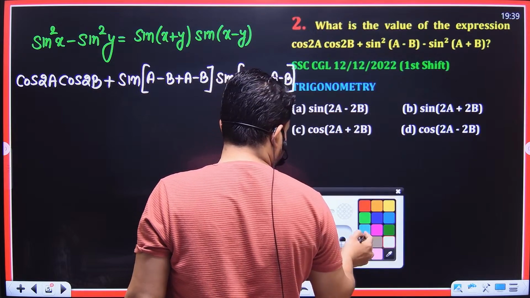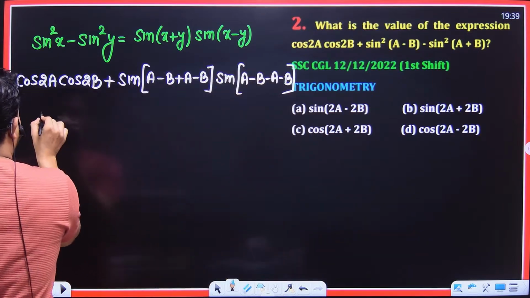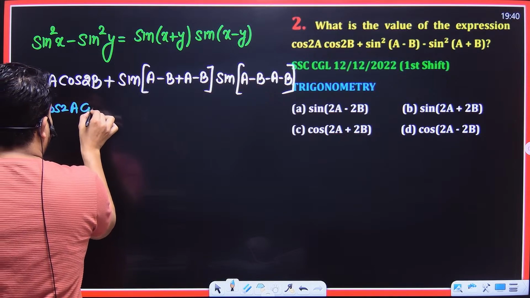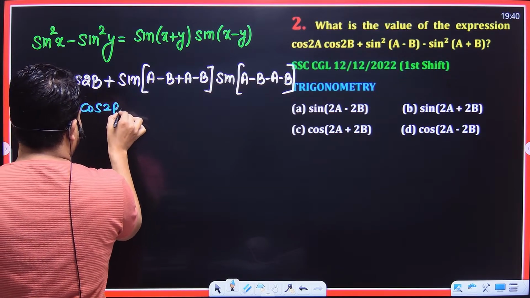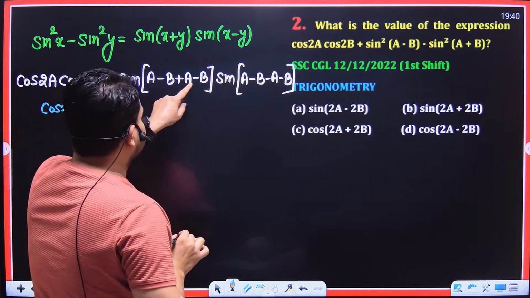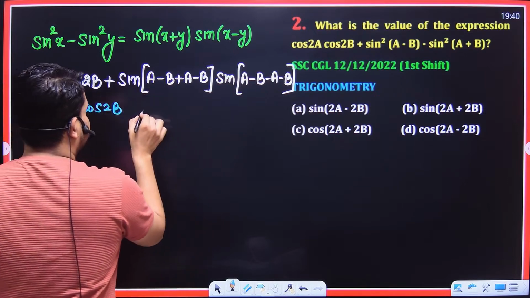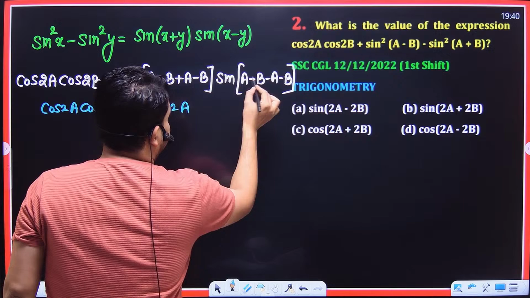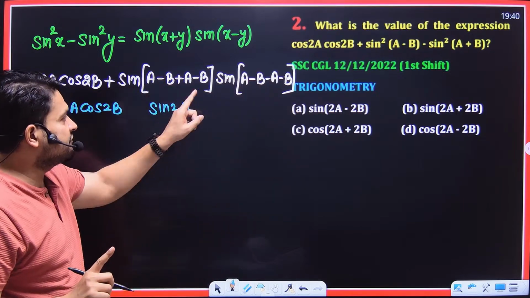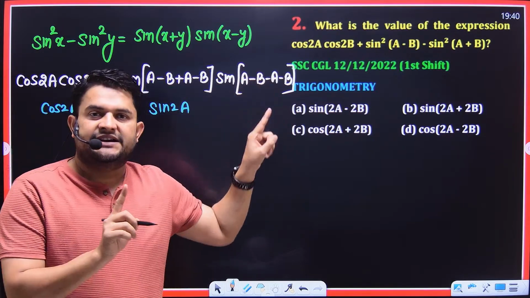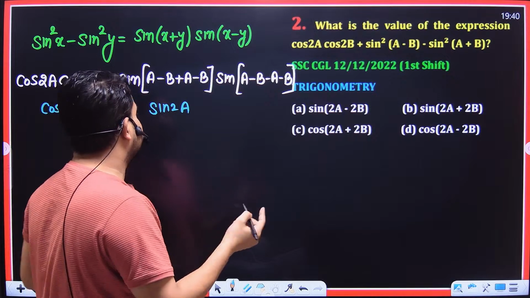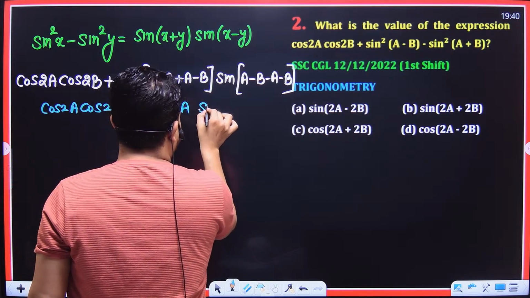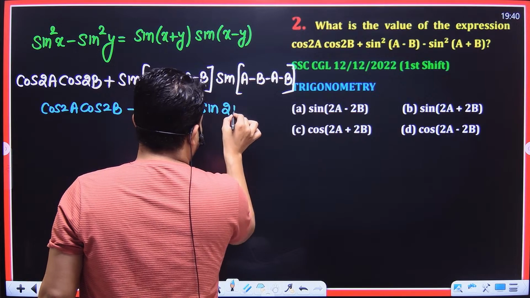So in the next step, what do we have? We have cos 2a, cos 2a, cos 2b. See, b and b will be cancelled out. What do we have? We have a sin 2a. Here a and a will be cancelled out. We have sin of minus 2b, and sin of minus theta is equal to minus sin theta. So this plus will convert into minus, and this one is minus sin 2b, sin twice of b.